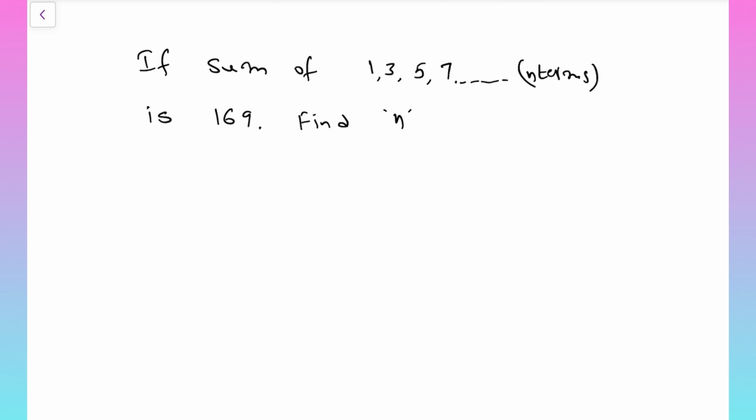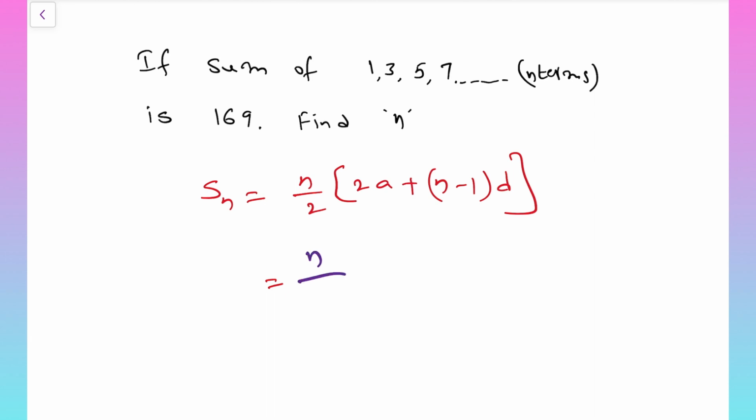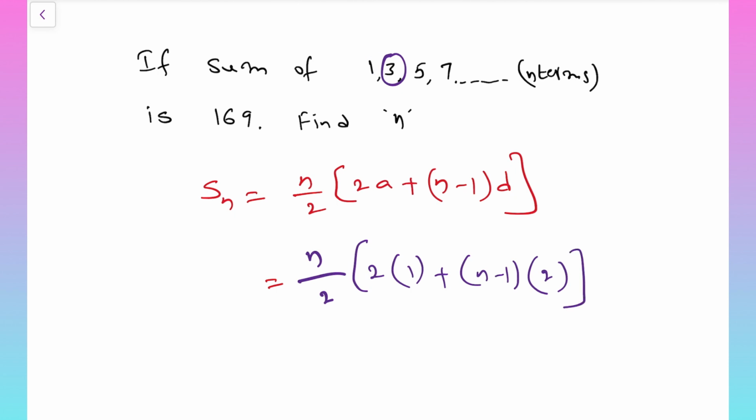The same formula as usual: Sn equals n by 2 into (2a plus (n minus 1) into d). Here we need to find the n value, right? So n is an unknown number. Write n by 2 times (2 into the a value 1 plus (n minus 1) into the common difference 3 minus 1, which is 2). Let us simplify this and we will get to know the value. Now he said clearly that the sum of all these numbers is 169, right? So Sn will be 169.